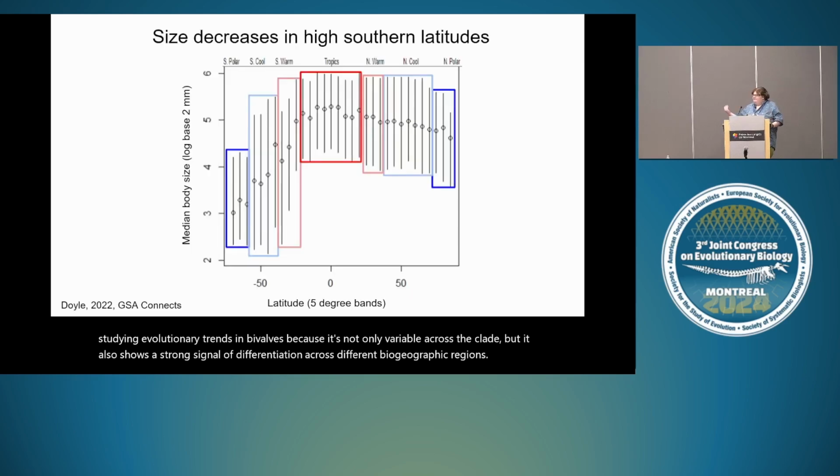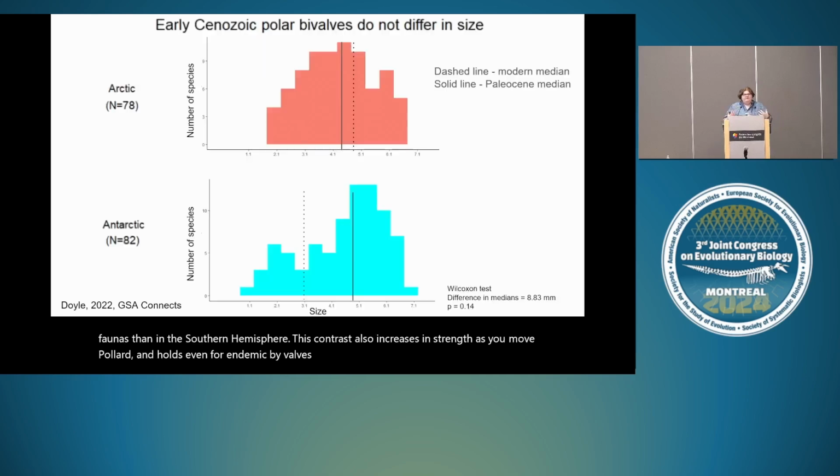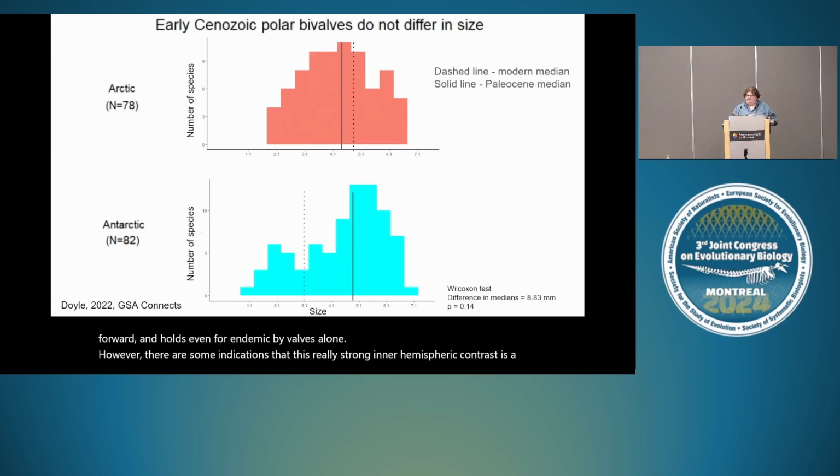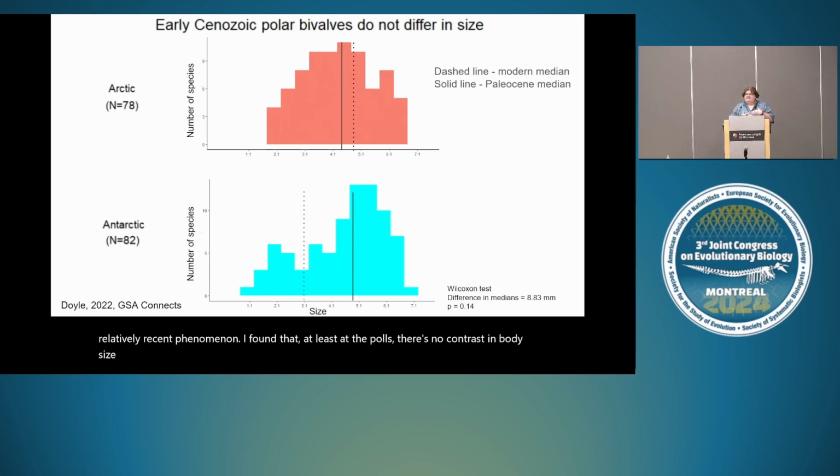In previous work that I've presented, I've found that modern bivalves differ strongly in their body size by hemisphere, with northern hemisphere bivalve faunas consistently sporting larger bodied faunas than in the southern hemisphere. This contrast also increases in strength as you move poleward and holds even for endemic bivalves alone. However, there are some indications that this really strong interhemispheric contrast is a relatively recent phenomenon. I've found that at least at the poles, there's no contrast in body size between the northern and southern hemisphere faunas at the Paleocene, while there's a strongly significant contrast in these faunas today.